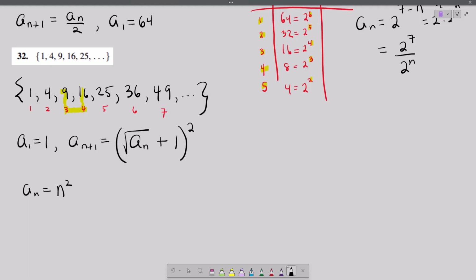So if we start from the beginning, when we plug in a 1, the square root of 1 is 1, 1 plus 1 is 2, 2 squared is 4. Then we plug in a 4, the square root of 4 is 2, 2 plus 1 is 3, 3 squared is 9, etc. So that'll be our formula for that. Any questions on this idea of sequences and how you generate the terms recursively or explicitly?